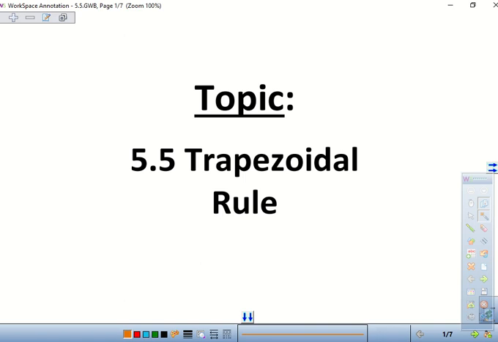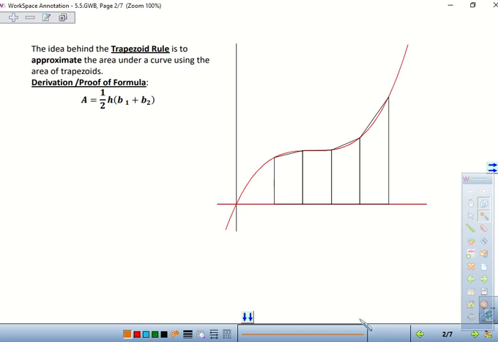Alright, so today we're going to be doing 5.5, which is the trapezoidal rule. The idea behind the trapezoidal rule is to approximate the area under the curve using the area of trapezoids. Previously we were only using rectangles, now we're going to be using trapezoids.